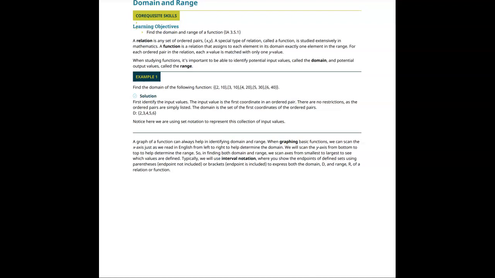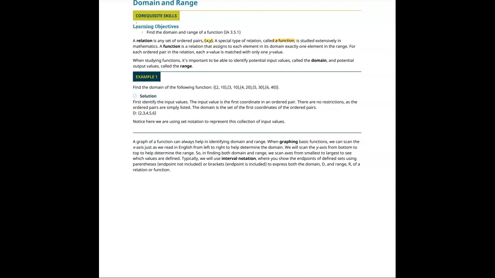Hi guys, this sheet talks about domain and range, so let's talk about it for a minute, okay? So we learned earlier that a relation is any ordered set of x and y, right? And a special type of relation is called a function, and it is special because every x has exactly one y, okay? So we know all that. This first paragraph just says that in more words than what I just said.